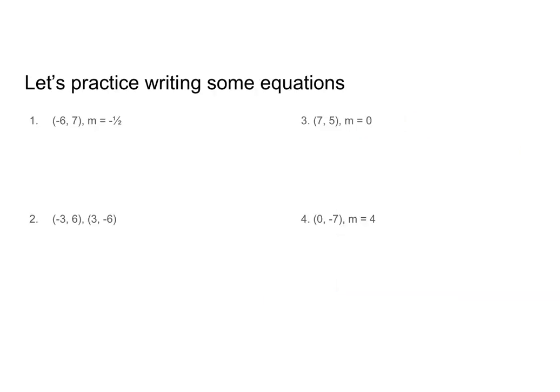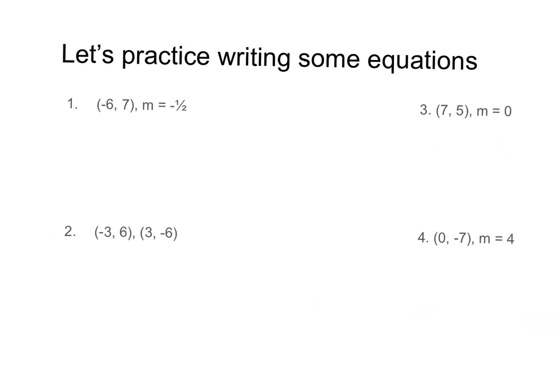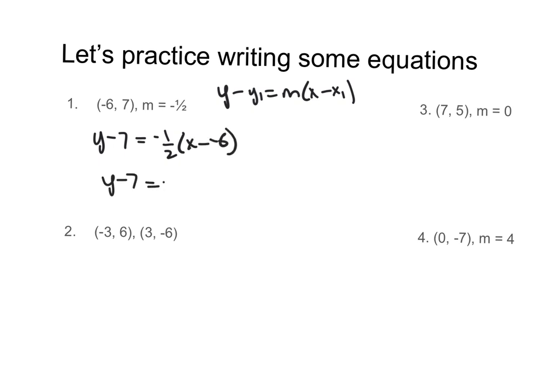So now let's practice some of this here. If I've got this point and this slope, I'm going to do point-slope form. So that's going to be negative 6 and 7. It's going to be y minus 7 equals negative 1/2 times x minus a negative 6. So y minus 7 equals negative 1/2 times x plus 6. That's my final answer. I'm done, no more.